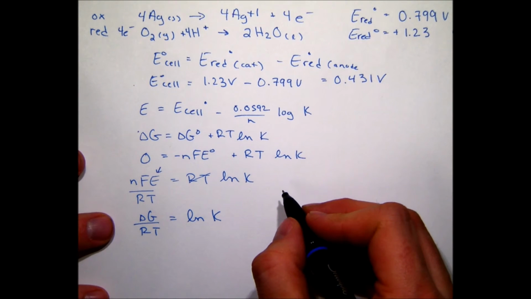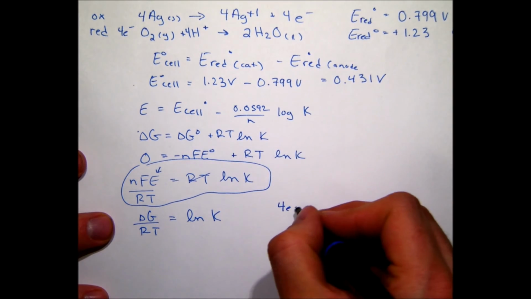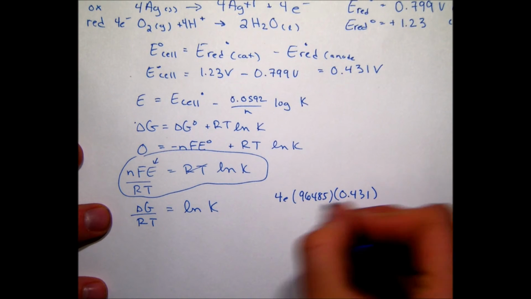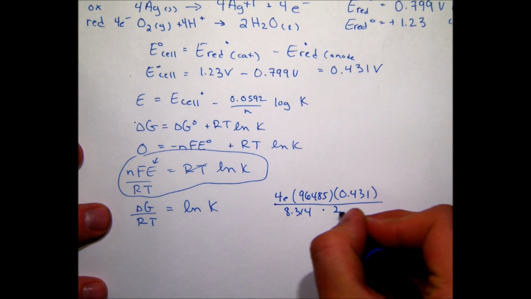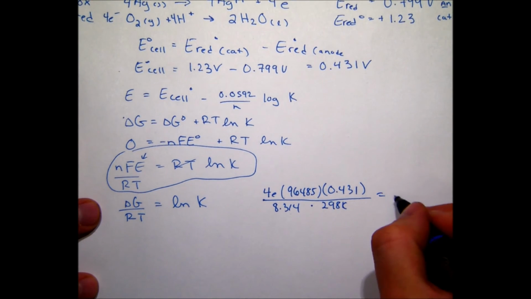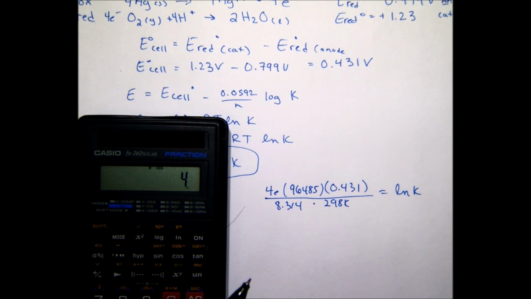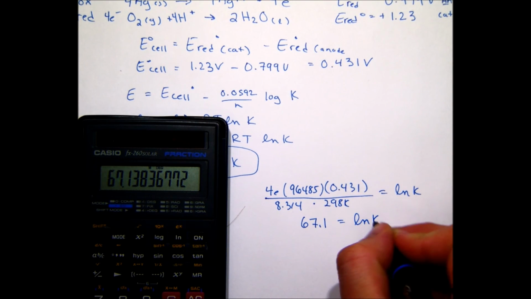So let's start doing this. So we have 4 electrons being transferred using this equation here. 4 electrons times 96485 times 0.431 all over 8.314, assuming 298 Kelvin. We haven't really been told. Ln K. So we do our calculation. 4 times 96485 times 0.431 equals, divided by 8.314 times 298. So 67.1 equals ln K.